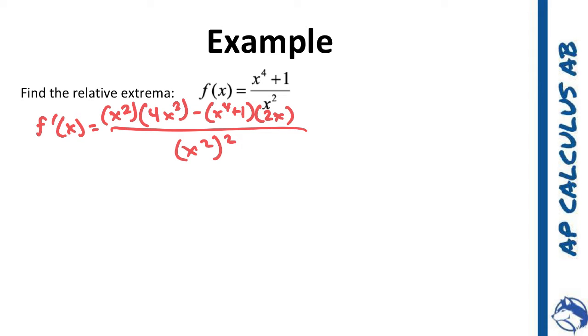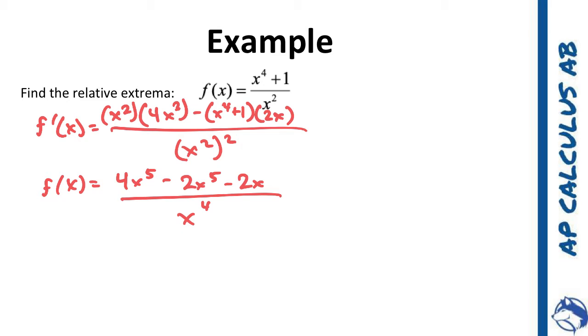So I want to simplify this just a little bit. So I'm going to distribute everything through. So I'm going to have f prime of x is equal to 4x to the fifth minus 2x to the fifth minus 2x. All of this is going to be over x to the fourth power. So when I go ahead and combine this even just a little bit more, remember this is still f prime of x. This is 2x to the fifth minus 2x. All of this is over x to the fourth.